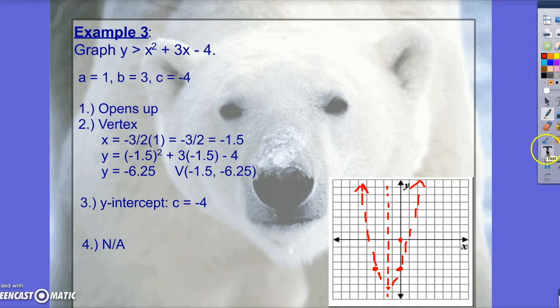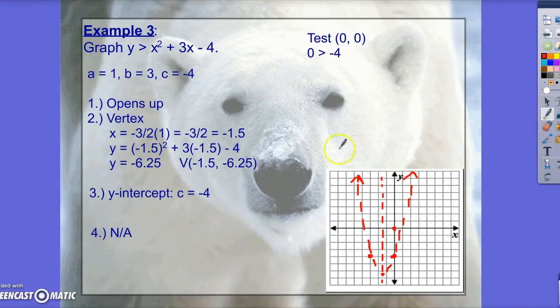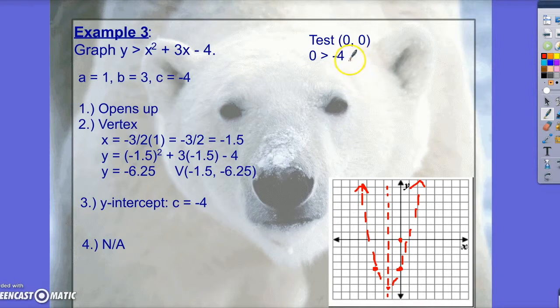So let's do our test point. And I'm actually just going to write the end of the test because I hope by this point you guys are comfortable with the fact of not having to see the work. It in fact is a true statement, so I shade where it's at, which is inside. Because it's true. It lies inside the shape, inside the parabola.